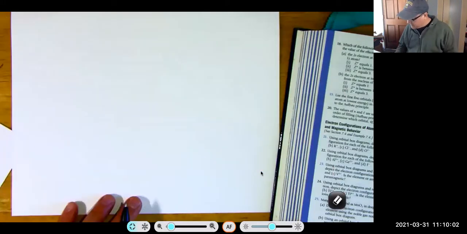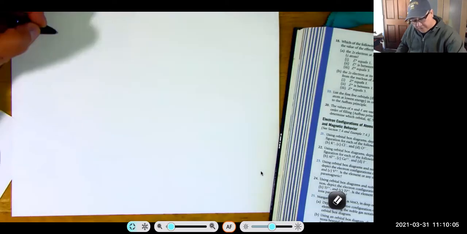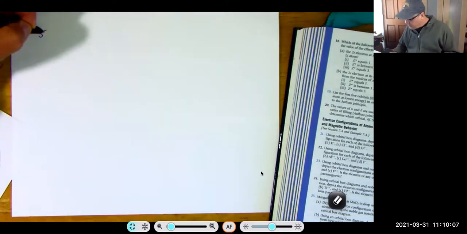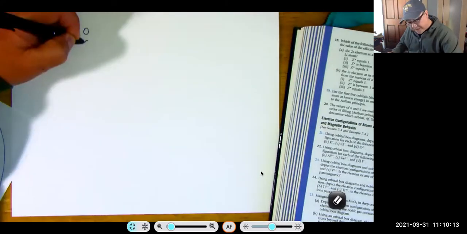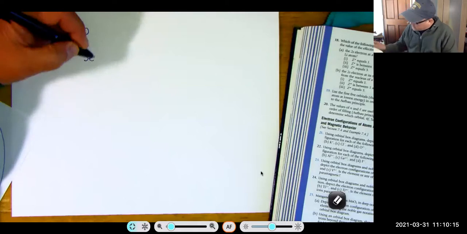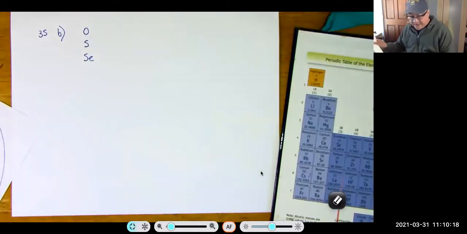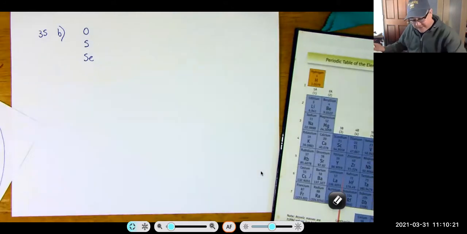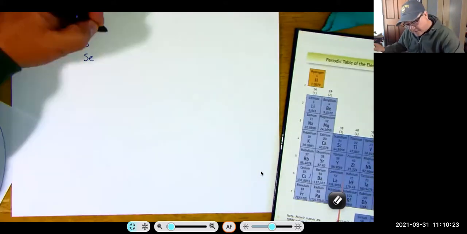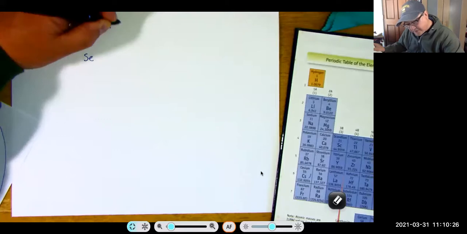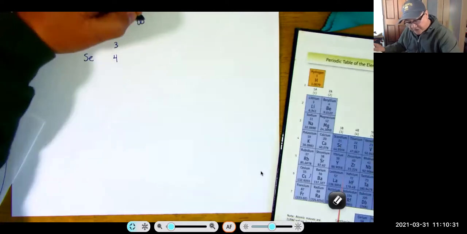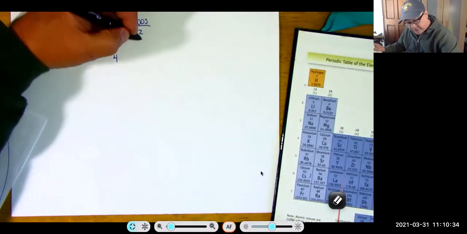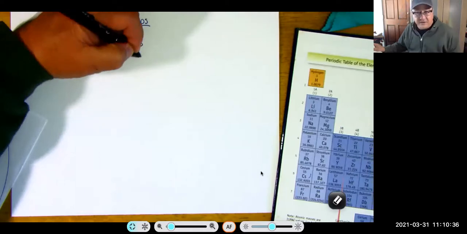Let's take a look at B, okay? So this is 35B, which has the largest ionization energy, oxygen, sulfur, or selenium. Well, if we take a look at these, we can see that they're in different periods, right? This is period 2. This is period 3, and this is period 4, which means the outermost occupied shell for oxygen is going to be the second period. Sulfur is going to be third. Selenium is going to be the fourth.